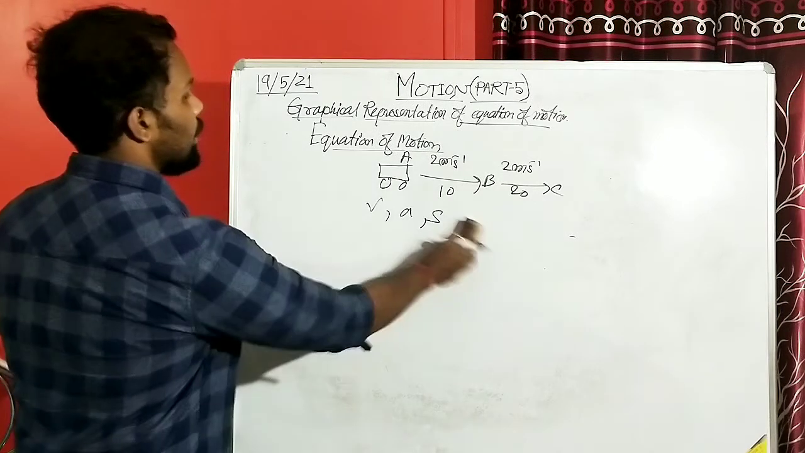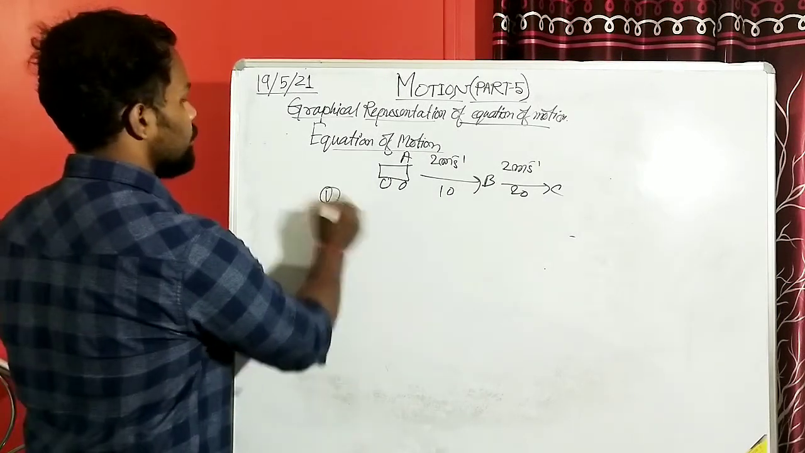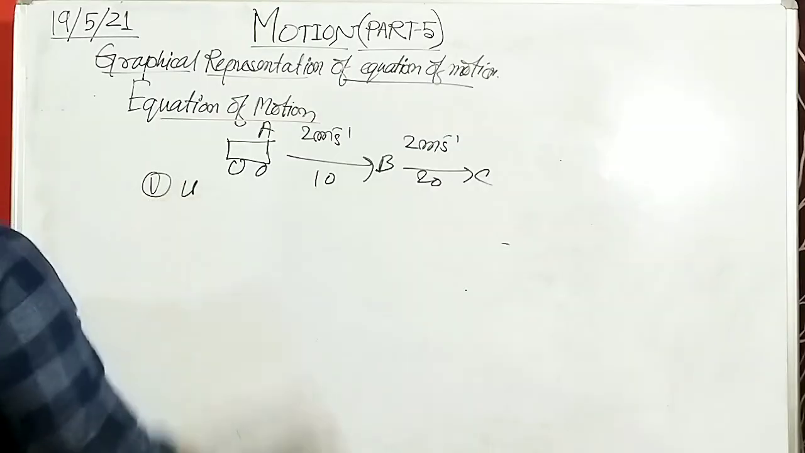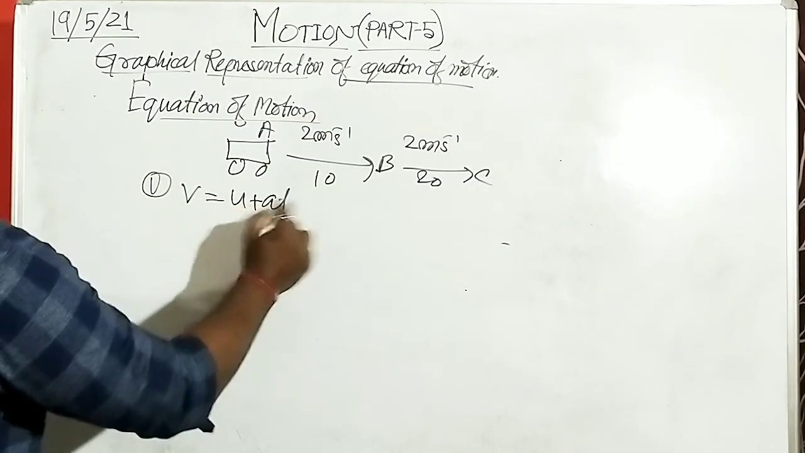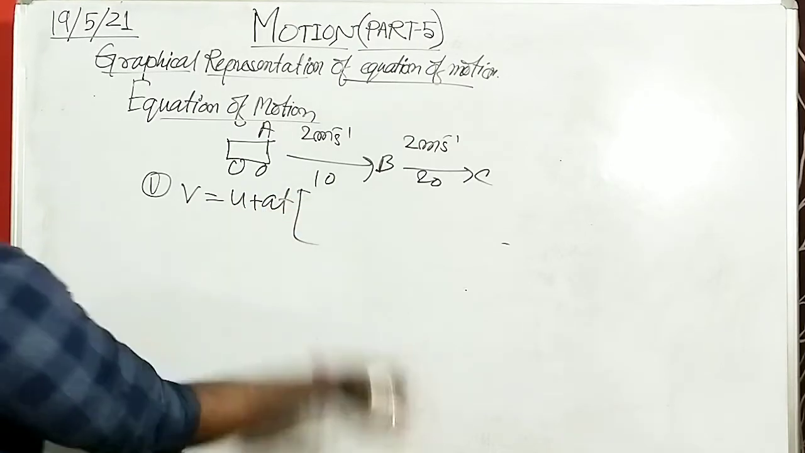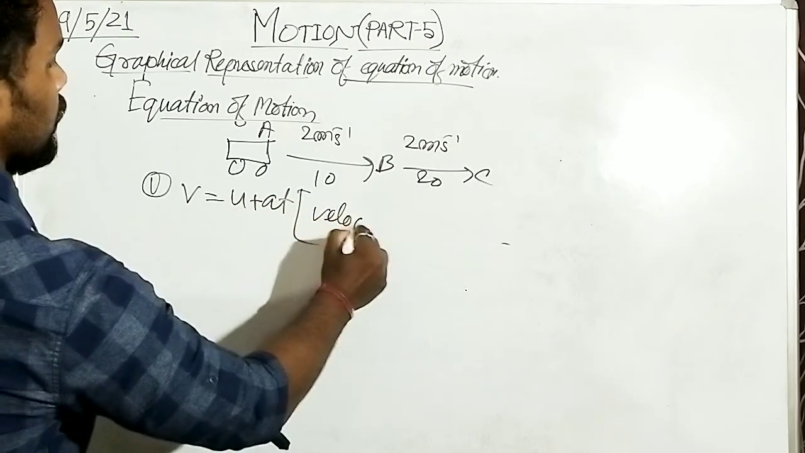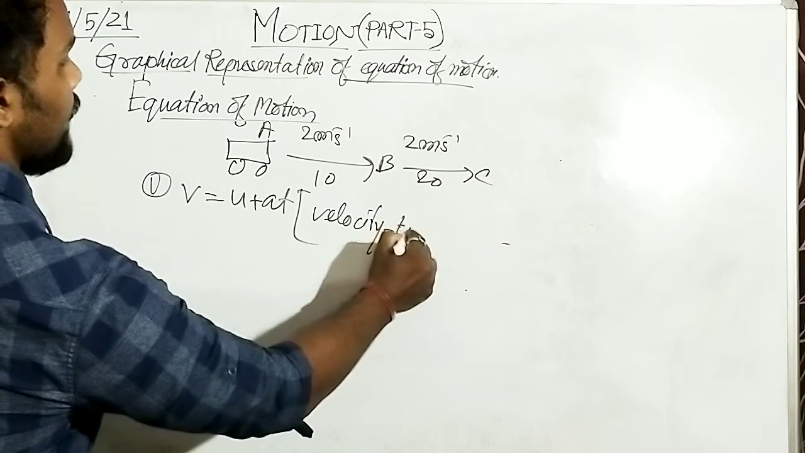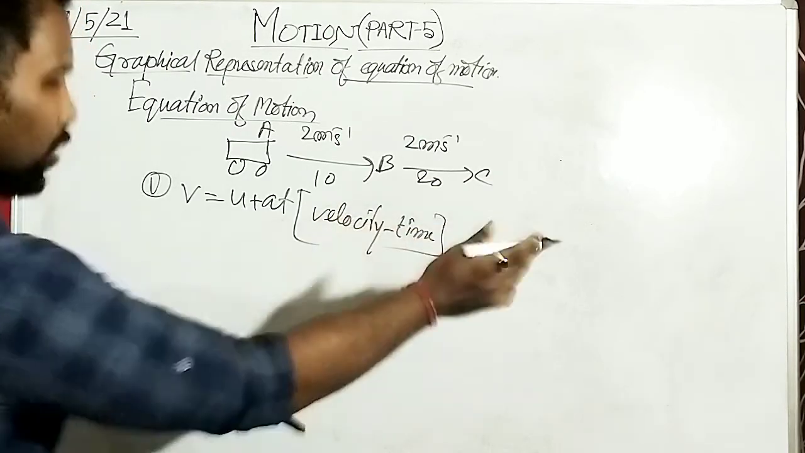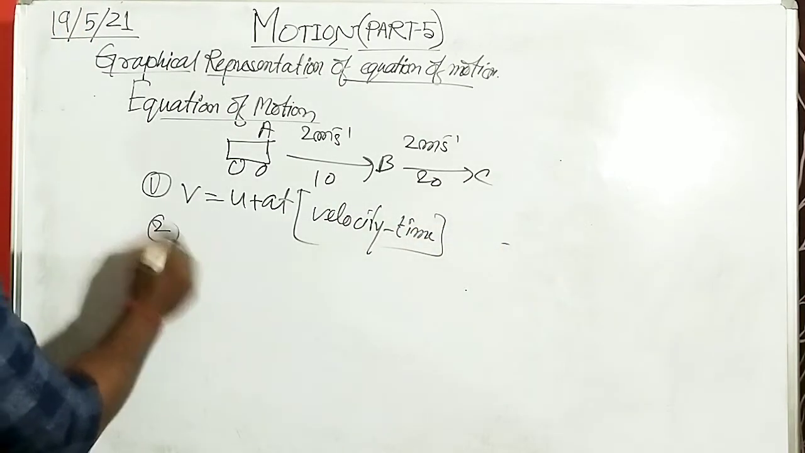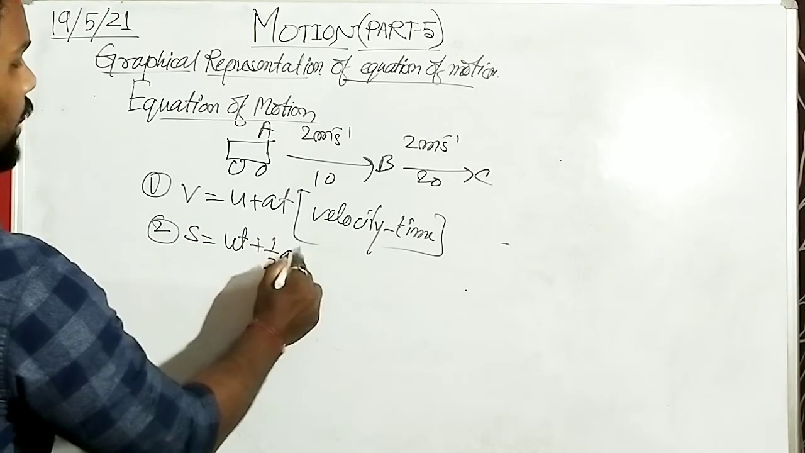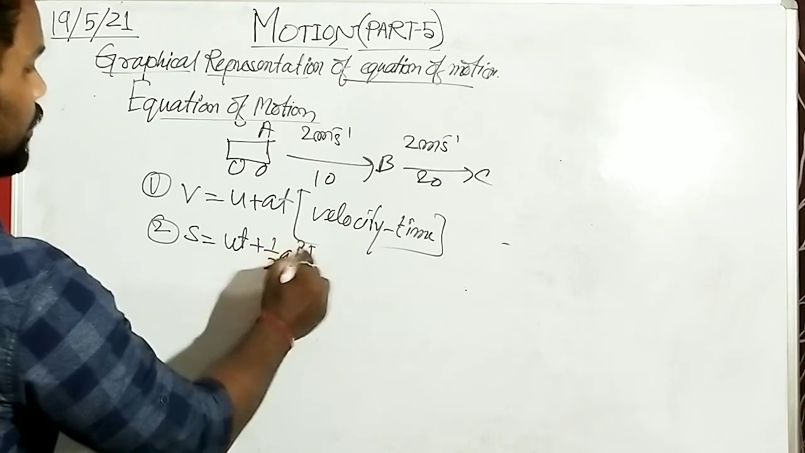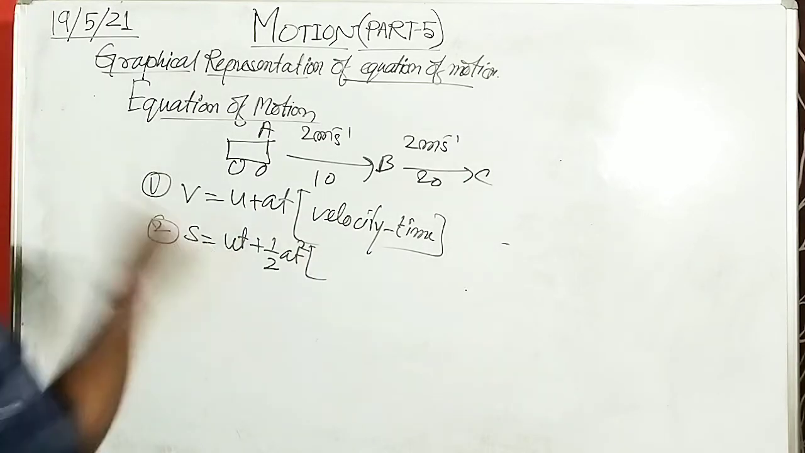First I will erase this part. The first one is v equal to u plus at. This is nothing but the velocity-time relation. Next one is s equal to ut plus half at square.